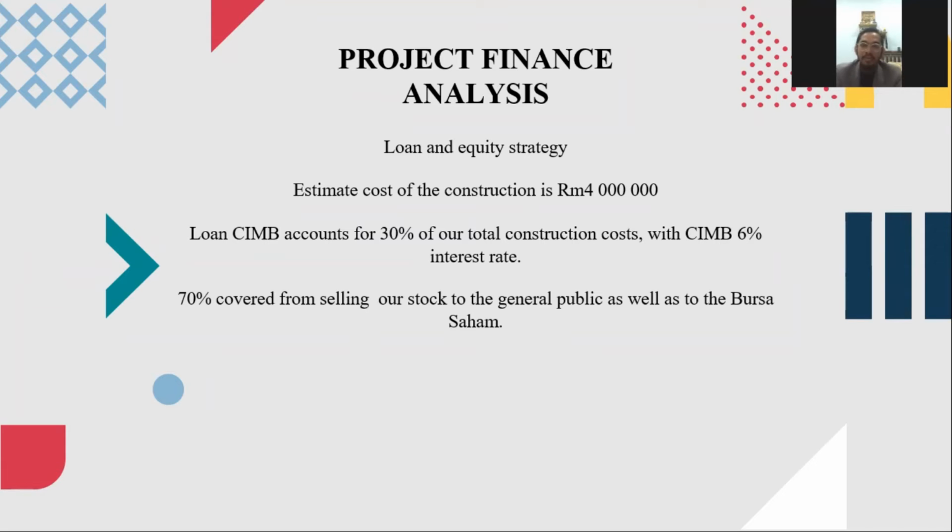So our group chose the loan and equity strategy. The estimated cost of the construction is around RM 4 million. 30% is a loan from CIMB and the other 70% is covered by selling our stock to the general public as well as Bursa Saham Malaysia.